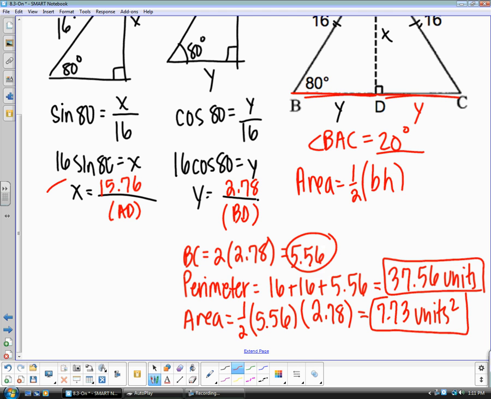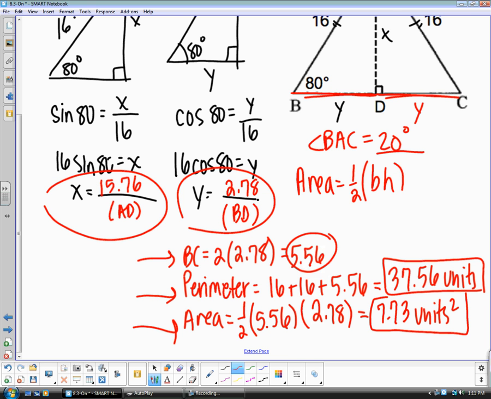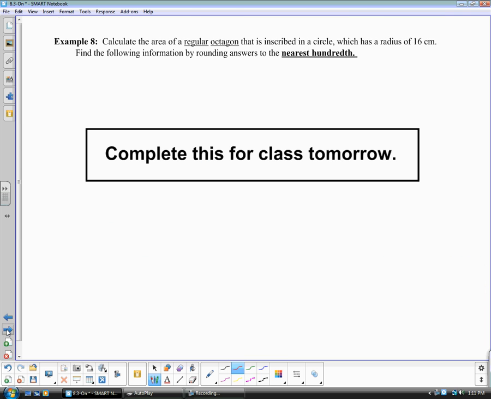You have all your answers here. AD, BD, BC, perimeter, and area. Take a minute and check those values. You might have to pause the video.